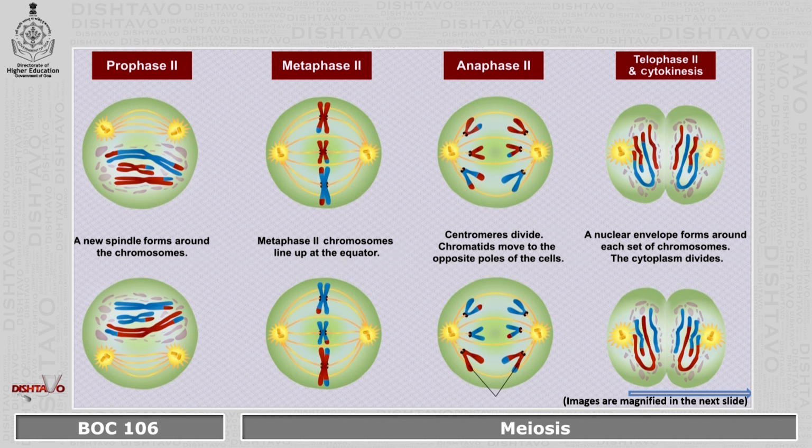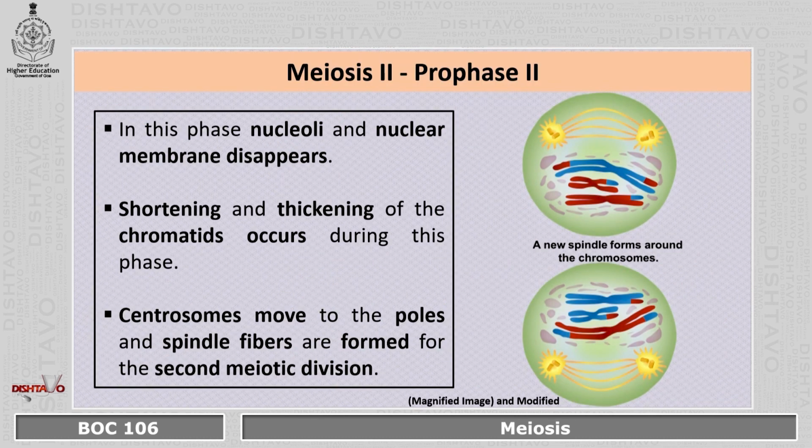Prophase 2 shows the spindle formation. Metaphase 2 shows the chromosomes aligned at the equator. Anaphase 2, where the chromatids move to the opposite poles. Telophase 2 shows a nuclear envelope forming around each set of chromosomes and the cytoplasm dividing. And in telophase 2 of meiosis 2, 4 haploid daughter cells are formed. So let us go in detail.